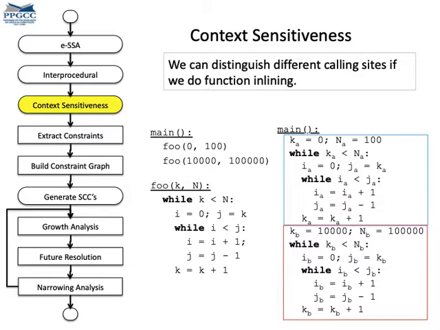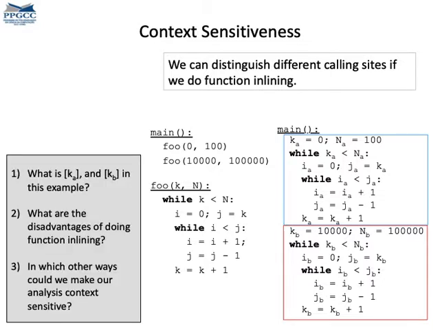To make the analysis context sensitive, a common trick is to inline the function. We copy the body of the function in the place where the function is invoked. The code on the right illustrates how this approach works. Context sensitiveness improves precision, because now we can treat the arguments of function foo, that is k and n, as a pair that's either 0 and 100 or 10,000 and 100,000, but not both together. The problem with inlining is that the code grows. Nevertheless, inlining is very effective to make analysis more precise and optimizations more applicable.